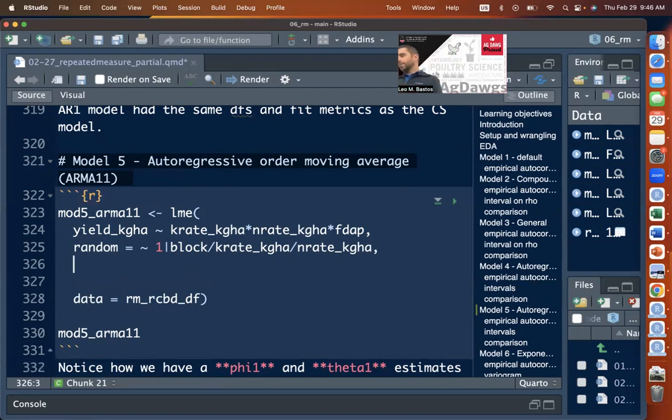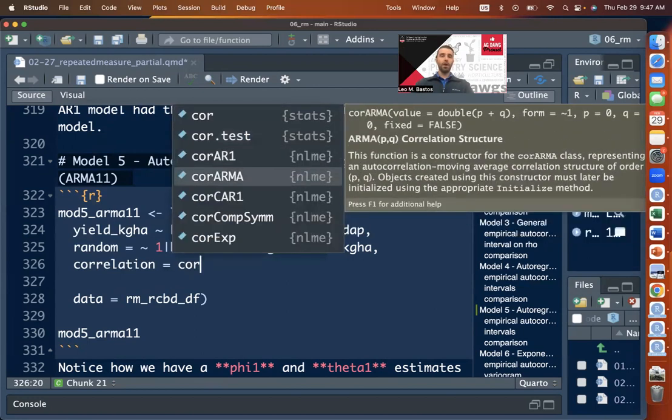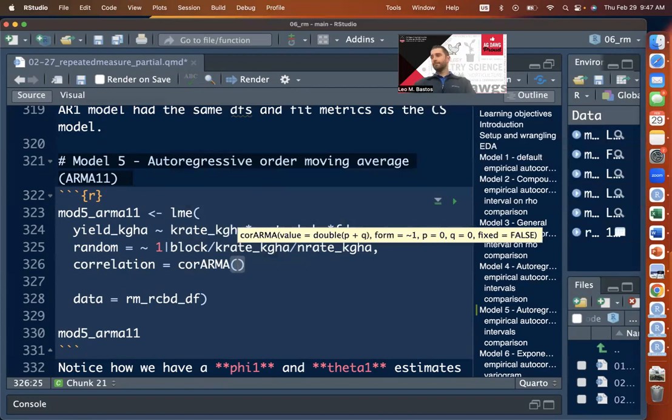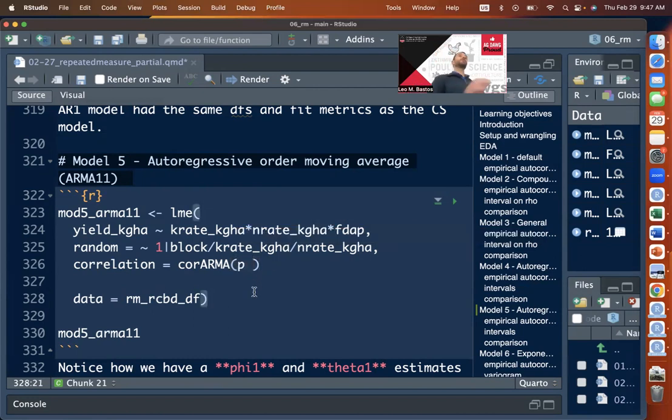Again, I left you most of the formula there. The only difference is we're going to add that correlation argument. So if you come here and say correlation equals, we want to use the corARMA function. And here it takes 2 arguments. One is p.